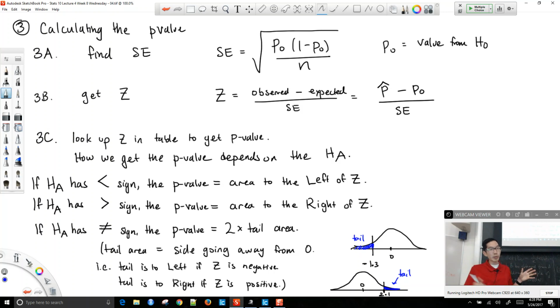And we might be testing the claim, or we might be testing, is it actually higher than 17%? In that case, we are only interested if our data supports the idea that the proportion is actually higher than what we've claimed. And we will not be upset if it's actually lower.